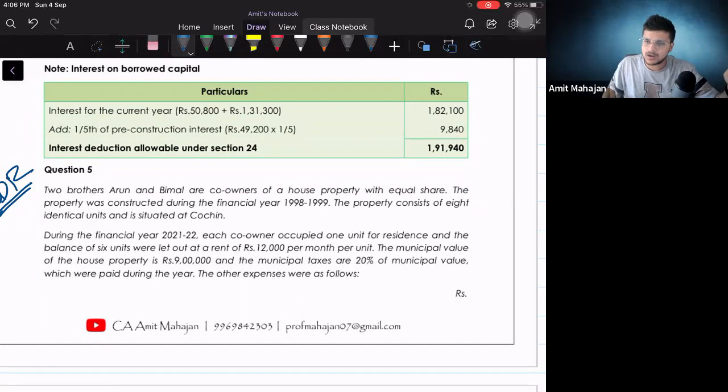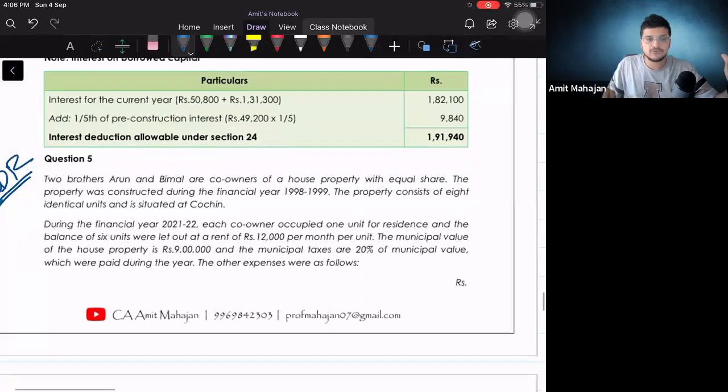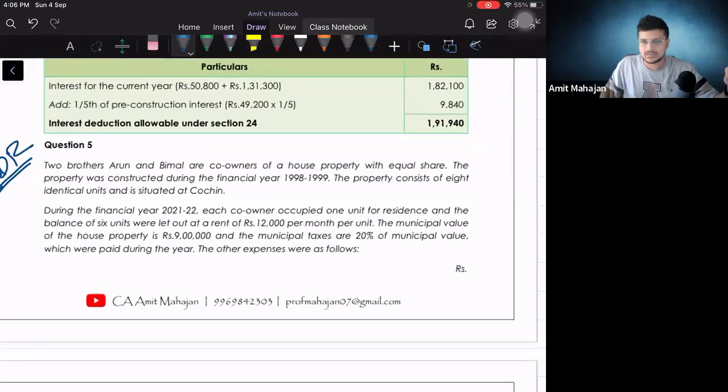No problem in this. Pakka? Okay. The first computation will be what? First computation will be for self-occupied property. सेल्फ ऑक्यूपाइड प्रॉपर्टी करना है तो हाउ शुड आई स्टार्ट द क्वेश्चन, हाउ शुड आई प्रेजेंट द आंसर? Should I do 2 separate computations of self occupied or should I have only one table and उसमें अरुण एंड बिमल करूं?